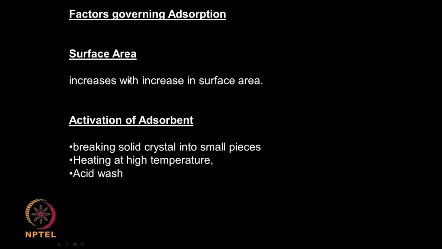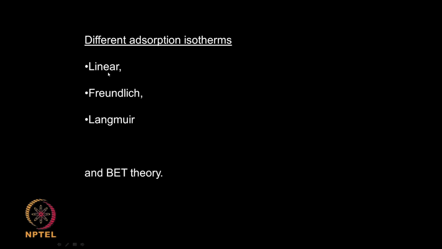Surface area, if you increase surface area then adsorption also increases, larger the surface area larger is the adsorption. How do you activate your adsorbent? We can break it into smaller pieces, that is you can break the crystals, we can heat it to high temperature, we can wash it with acid. By doing all this we are increasing the activity of the adsorbent and thereby allowing it to adsorb more of the adsorbate. Different types of adsorption isotherms, linear, Freundlich, Langmuir, these are the 3 types. We will look at them a little bit in more detail and they are all governed by a theory called BET theory.